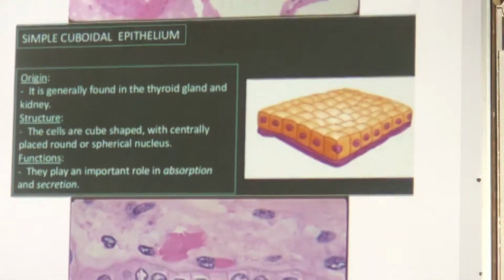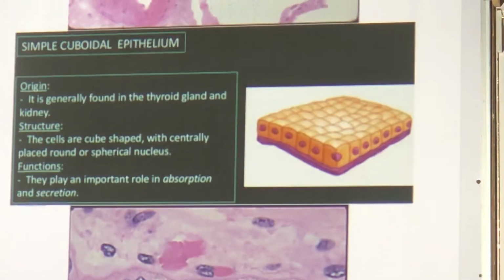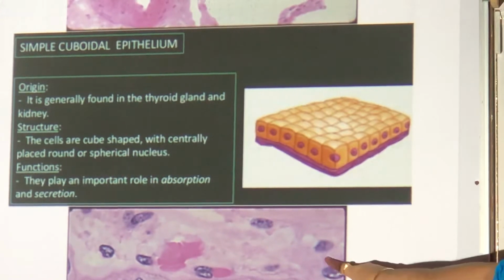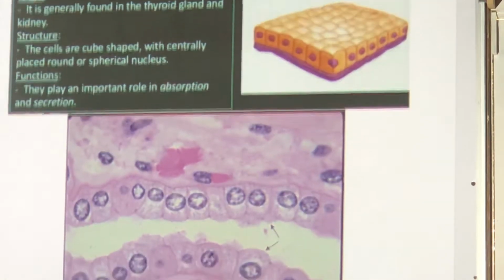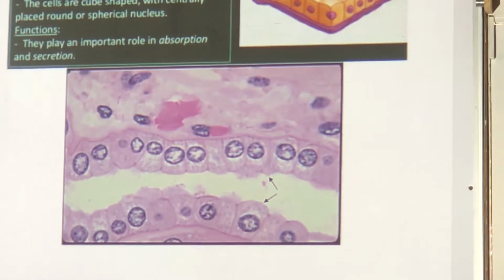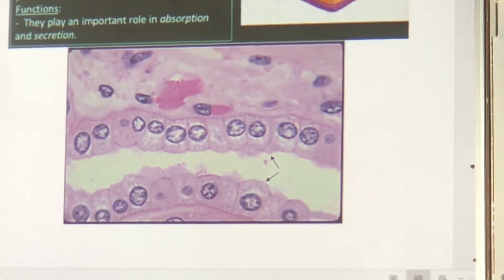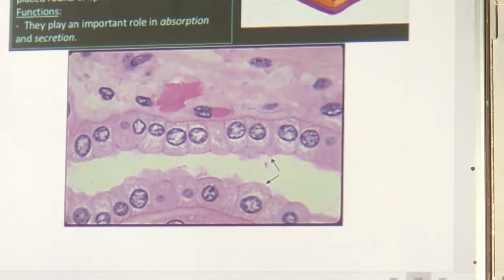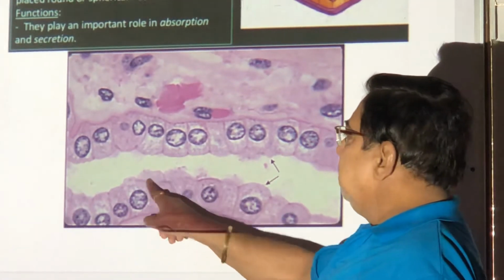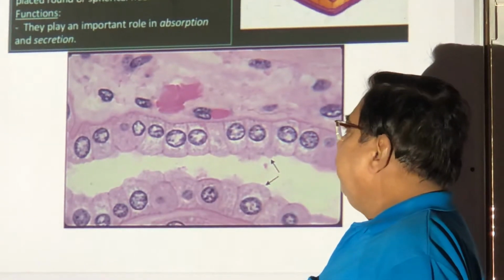Okay, so have a look at the diagram. How does it look actually? Have a look at the bottom. I'll show you the actual photograph. See how cuboidal looks from the side. Actual photographs. Okay? So you can have a look. See? Now epithelium, squamous, see cuboidal. Everything can be seen nicely.